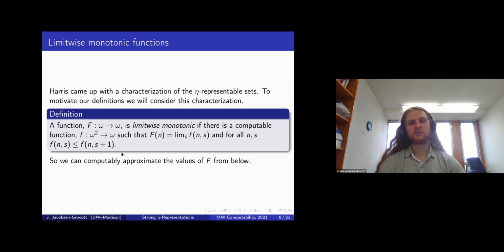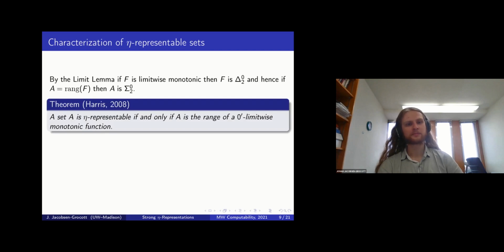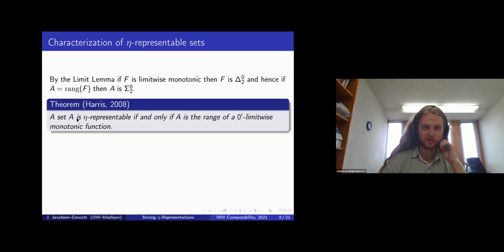So the idea is that we can computably approximate the values of f from below. So by the limit lemma, if f is limitwise monotonic, then f is Δ^0_2, and hence if A is the range of f, then A is Σ^0_2. And so relativizing this idea, you can see it's of the right form, and Harris was able to show that a set A is Ada representable if and only if it is the range of a 0' limitwise monotonic function.